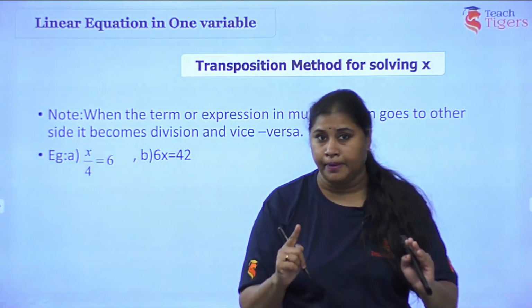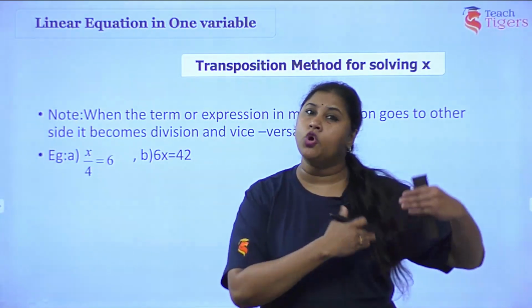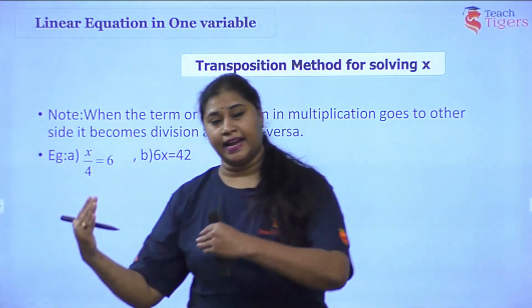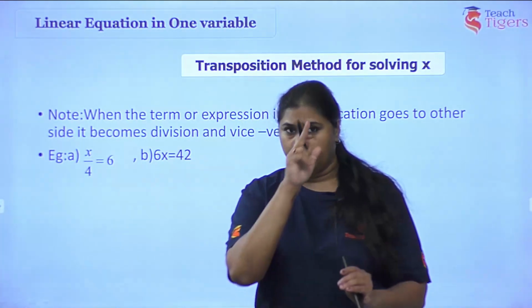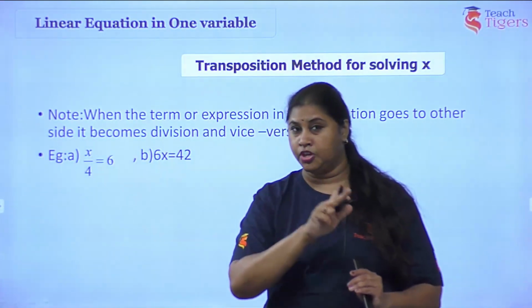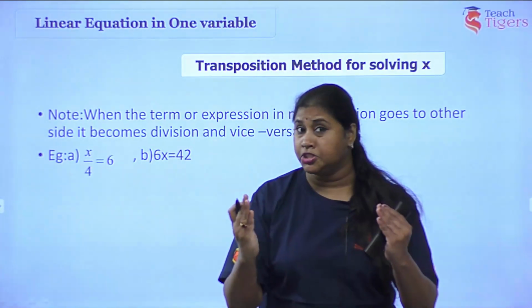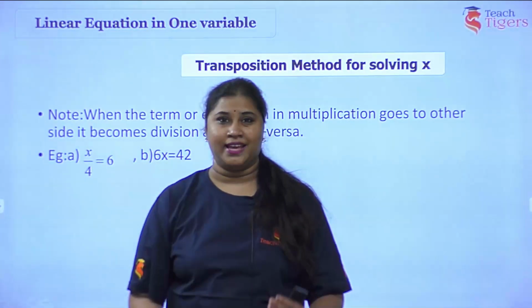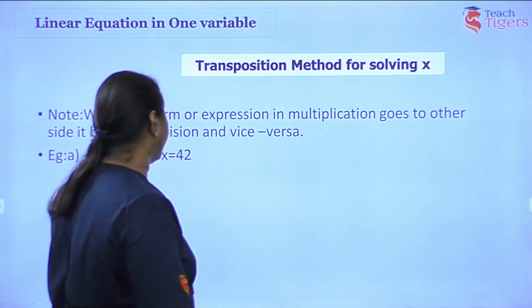It becomes multiplication, okay? And multiplication में जो भी रहता है ना, if it comes to the other side, it becomes division. तो multiplication division बन जाता है, division multiplication बन जाता है, and transposition में plus minus बन जाता है the other side, and minus plus बन जाता है, okay? Now let's check it out with an example.